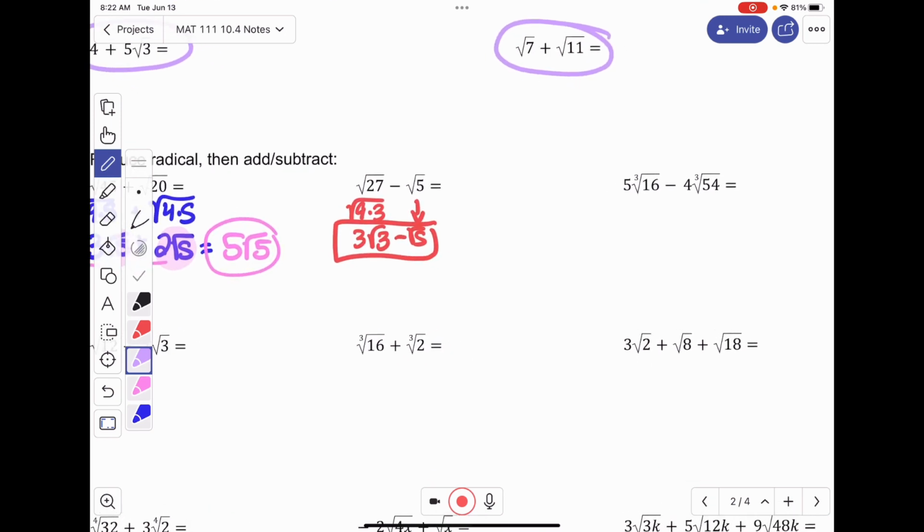All right, so 54 is 27 times 2. So the cubed root of 27 is 3. Leave the 2 inside. And 4 times 3 is 12. Bring down the minus sign. I don't know why I did it in this order. Cubed root of 16 is 8 times 2. Cubed root of 8 is 2. 5 times 2 is 10. Now our radicals match. 10 cubed root 2 minus 12 cubed root 2. And 10 minus 12 is negative 2.